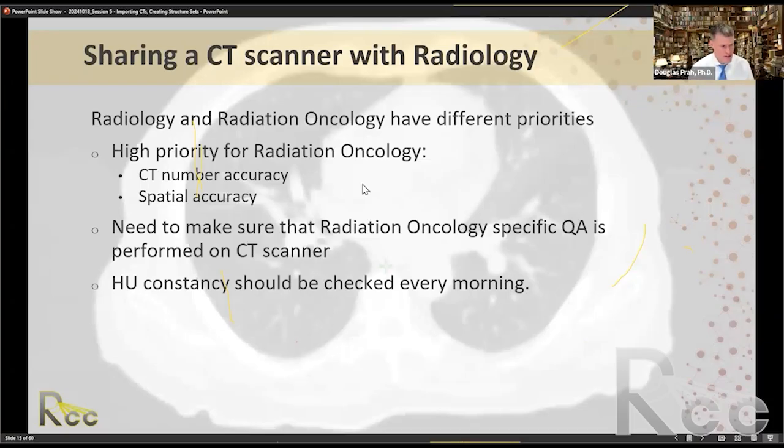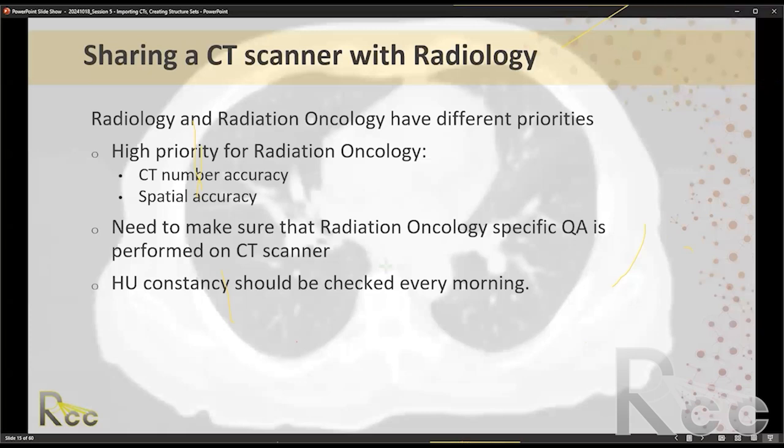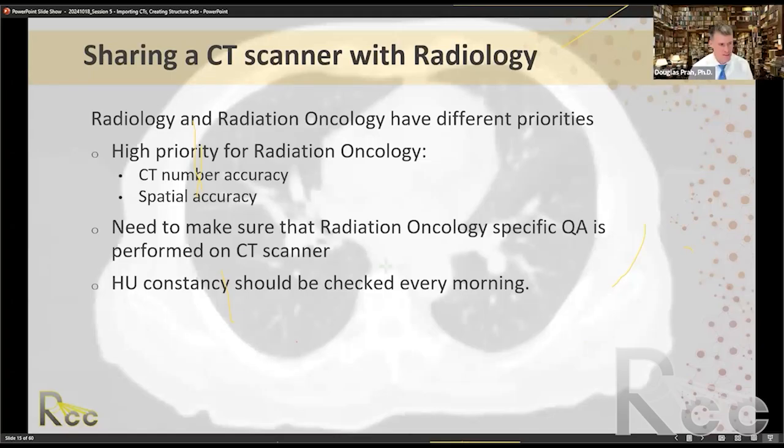So there are concerns when you share a scanner with radiology. We have different priorities than radiology does. For radiation oncology, the main things are CT number accuracy and spatial accuracy. We just need to make sure that radiation oncology specific QA is performed on the CT scanner.